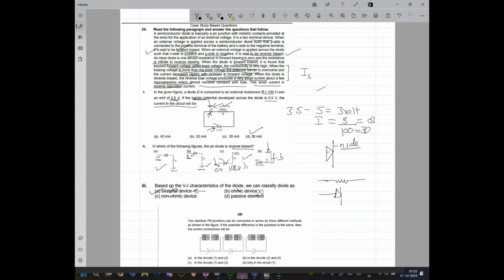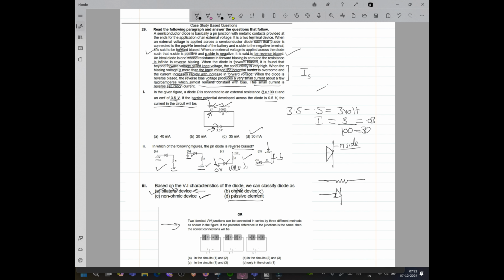Even this is wrong. Okay, it's not a passive element. Okay, it is definitely an active element. The only logical choice is your non-ohmic device. Okay, so it does not follow Ohm's law. Straight answer. So the choice given with third is this.